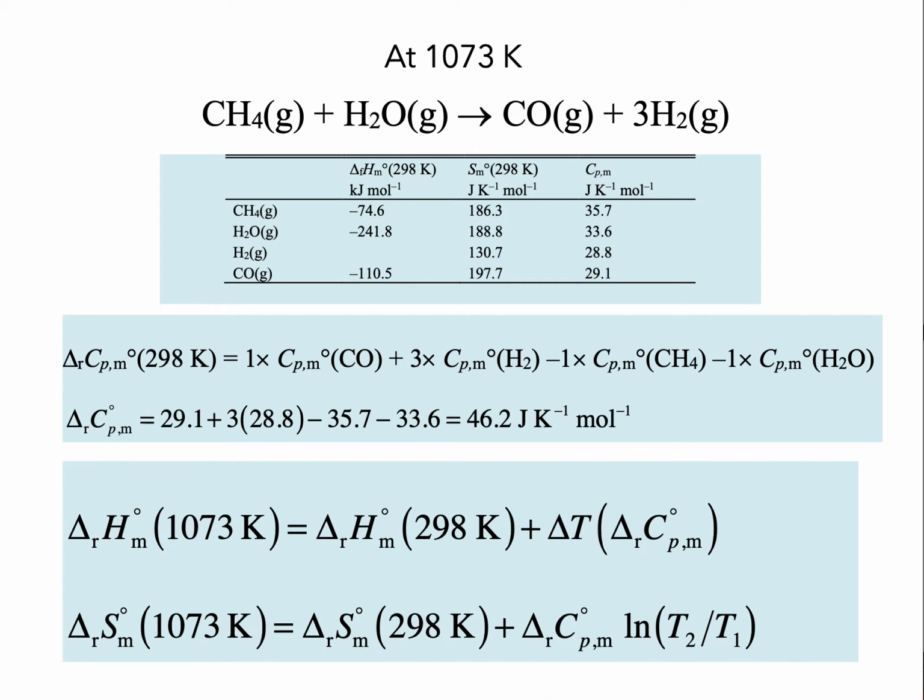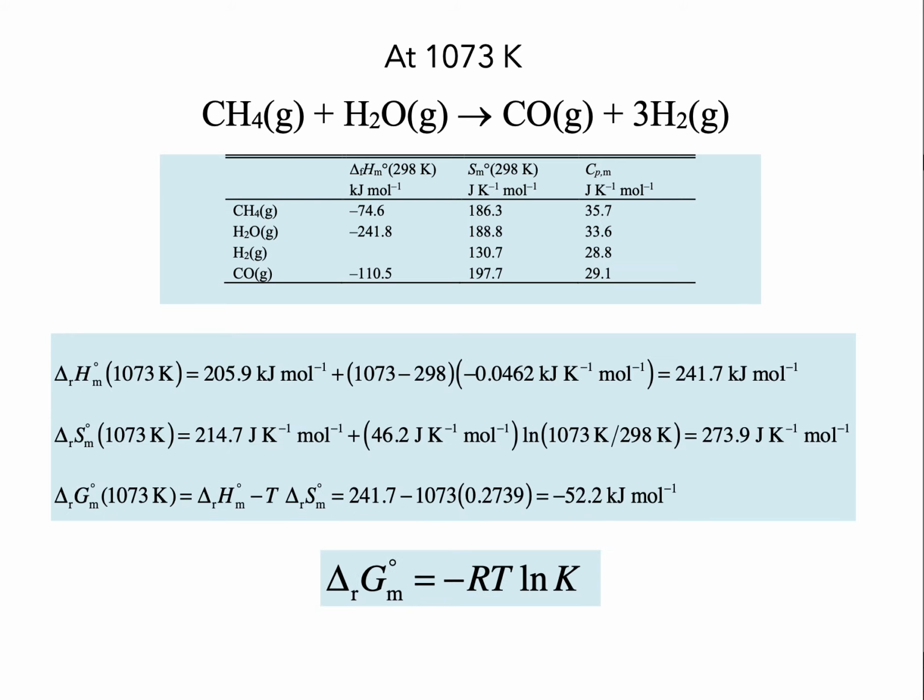Then we obtain the following two formulas with quite similar formats to calculate how delta H and delta S change with temperature. You take your reference value at 298 and you add a correction term, which is delta Cp times delta T for delta H, or delta Cp times the log of T2 over T1. T1 is 298 Kelvin, T2 is this 1073. Therefore, we obtain new values of delta H and delta S. Again, delta G equals delta H minus T delta S, and now negative 52.2 kilojoules per mole at 1073 Kelvin. The products are favored.